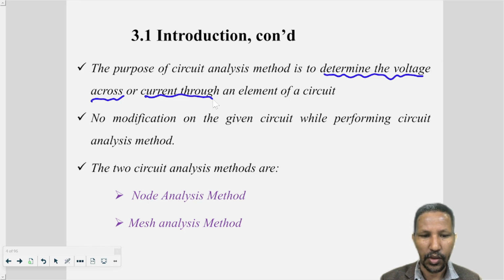That means what we have seen in the last session, we are making certain circuit modifications to solve the voltage across an element or current through an element. Basically, when we are considering the circuit analysis method, the given circuit configuration will not be touched. Rather, we are going to develop a mathematical expression. So the two circuit analysis methods are the node analysis method and the mesh analysis method.